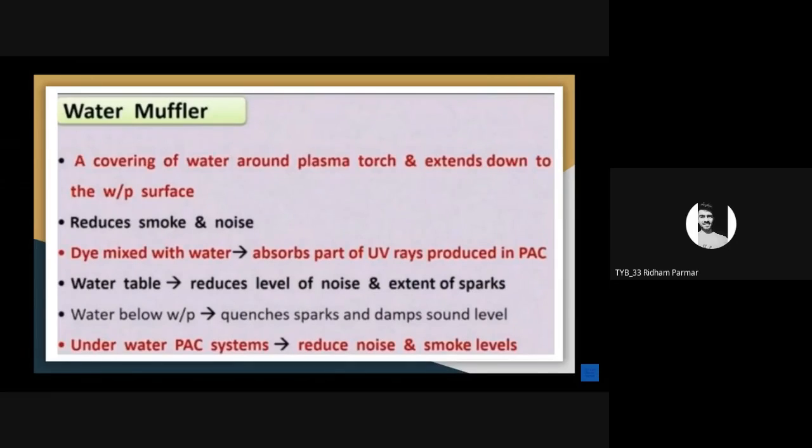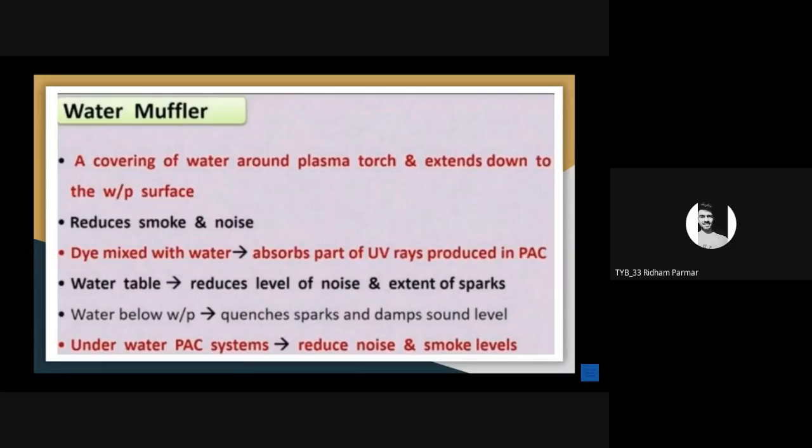Now, a water muffler is a device that produces a covering of water around the plasma torch, extended down to the work, which helps in reducing smoke and noise. Water mixed with the dye also absorbs part of the ultrasonic rays, which are produced in our plasma arc cutting.